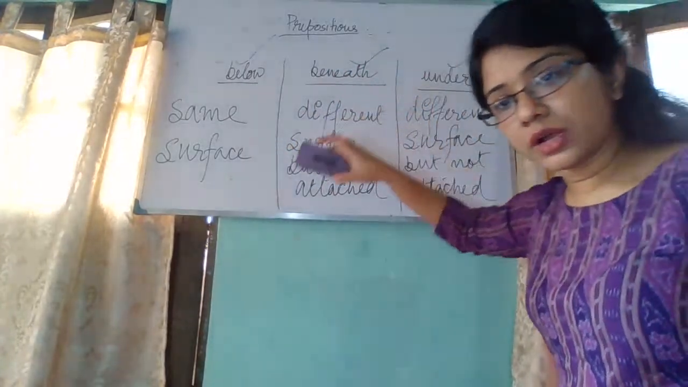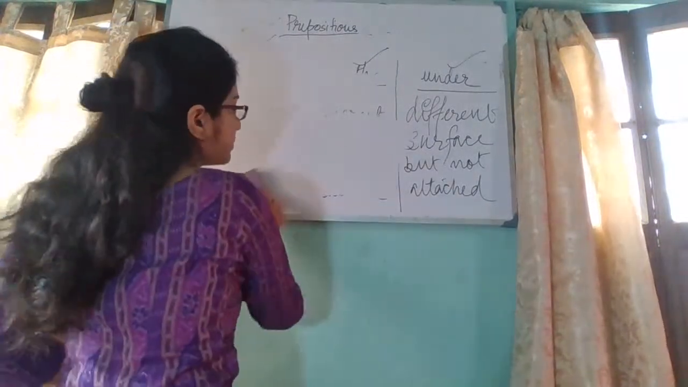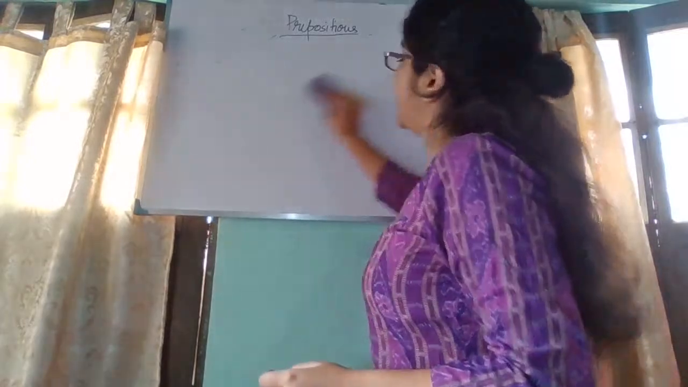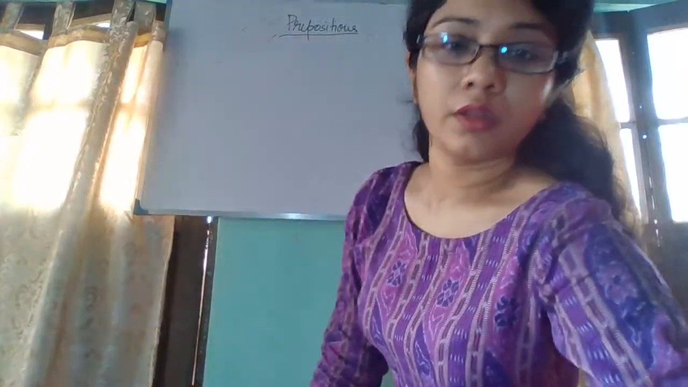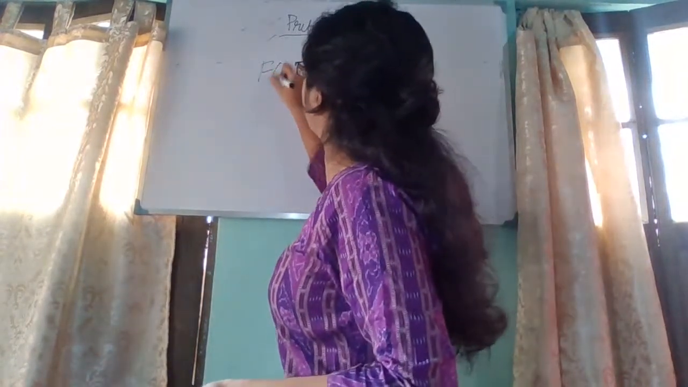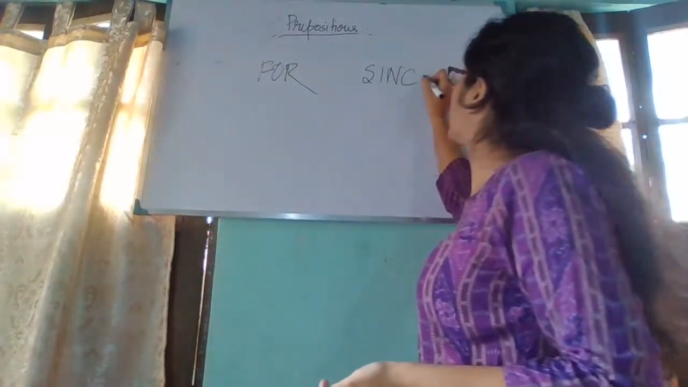Got it? Now coming to the two most commonly dealt important prepositions where you make mistakes. They are for and since. The preposition for and the preposition since.